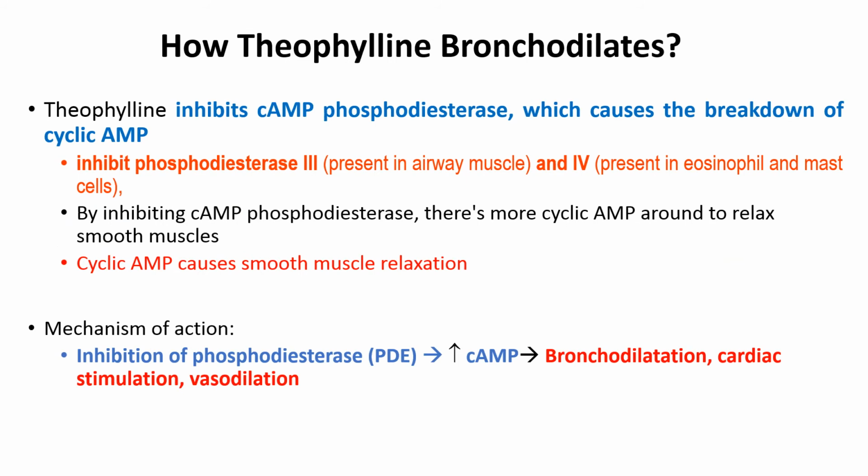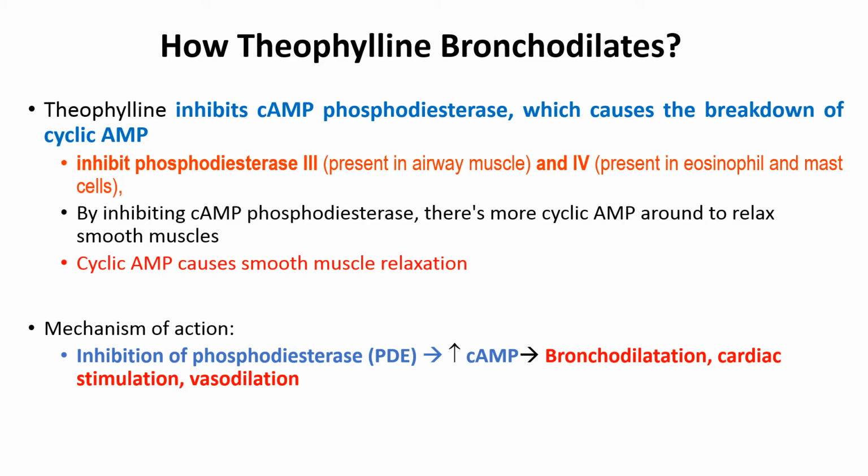Let us understand the mechanism of action of methyl xanthines. There are various aspects through which methyl xanthines act. One of the important aspects that you should know is that they inhibit cyclic AMP phosphodiesterase, and we know that phosphodiesterase is an enzyme which breaks down cyclic AMP. So if you inhibit phosphodiesterase, naturally you will increase the cyclic AMP level. This increased cyclic AMP leads to smooth muscle relaxation.